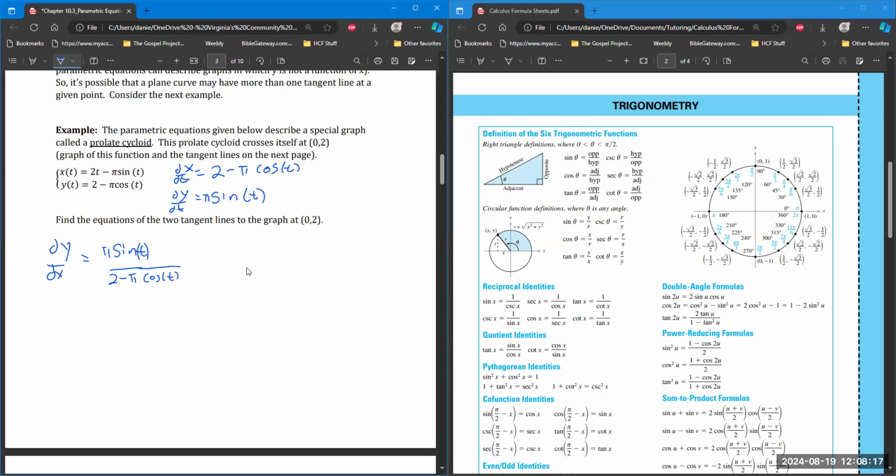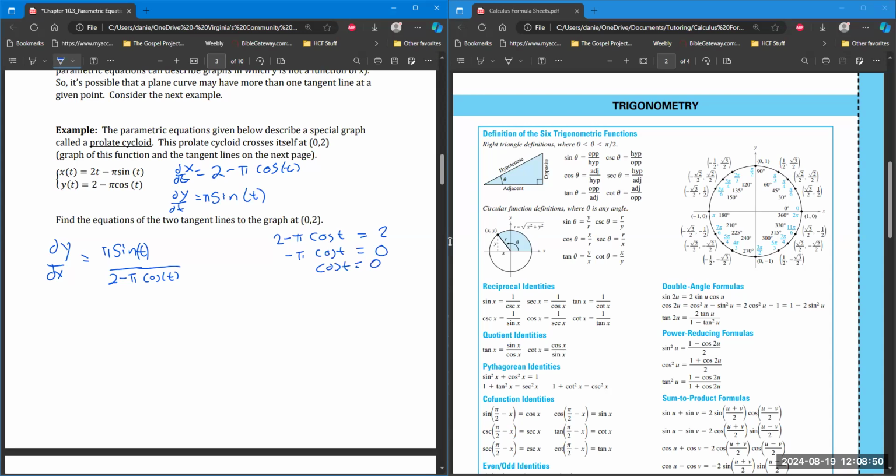And we're at (0, 2) on the graph. I need to think about where that is. This one's hard because it's got a t there and a t there. It's easier to solve this one for where 2 minus pi cosine of t is equal to 2. So subtract 2 from both sides. It's cosine of t equals 0.